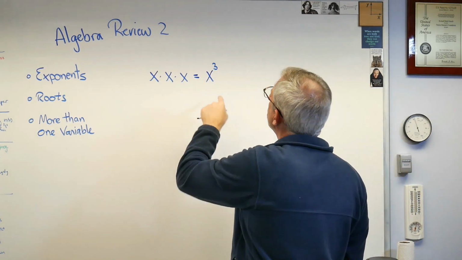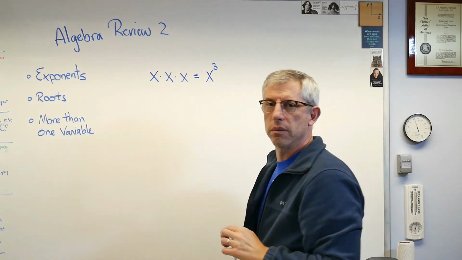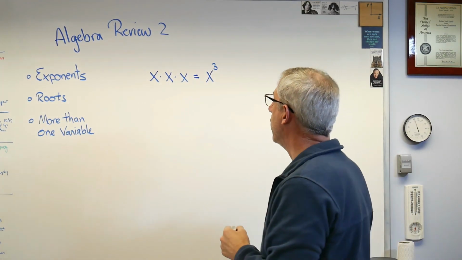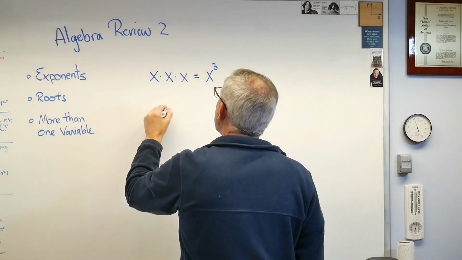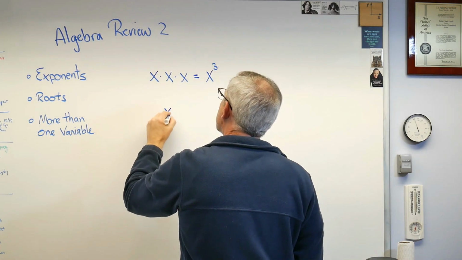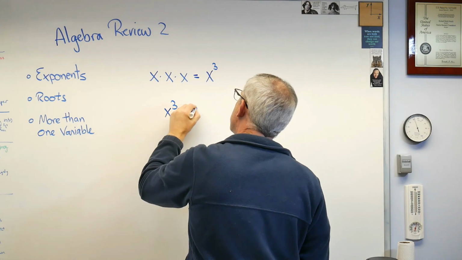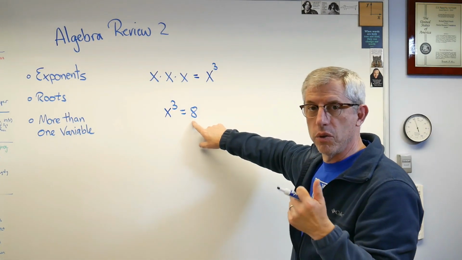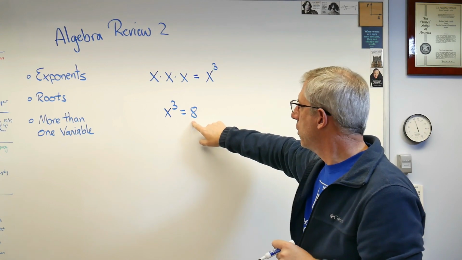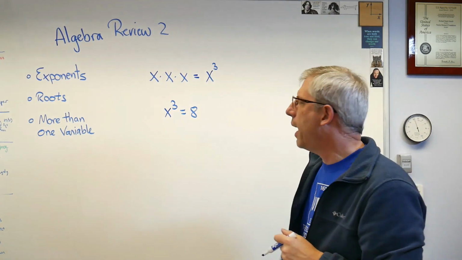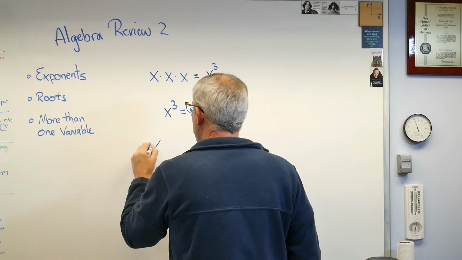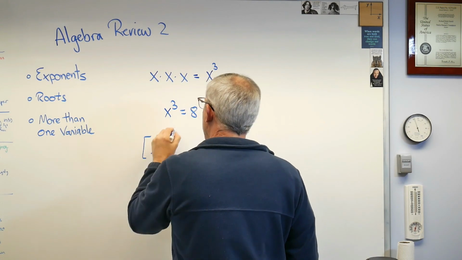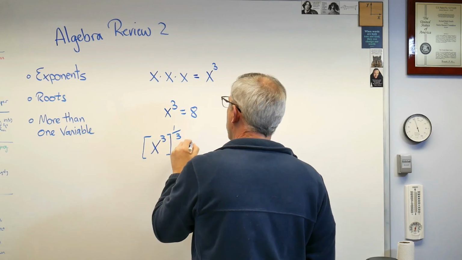Well, what's the inverse of this? If I have x to the third power, how do I extract x out of that? Let's say x cubed is 8. Well, this turns out to be 2 times 2 times 2, so this is what's called a perfect cube. How would you solve that? Well, notationally, the way you do that is you take that x cubed and you take it to the 1/3 power.